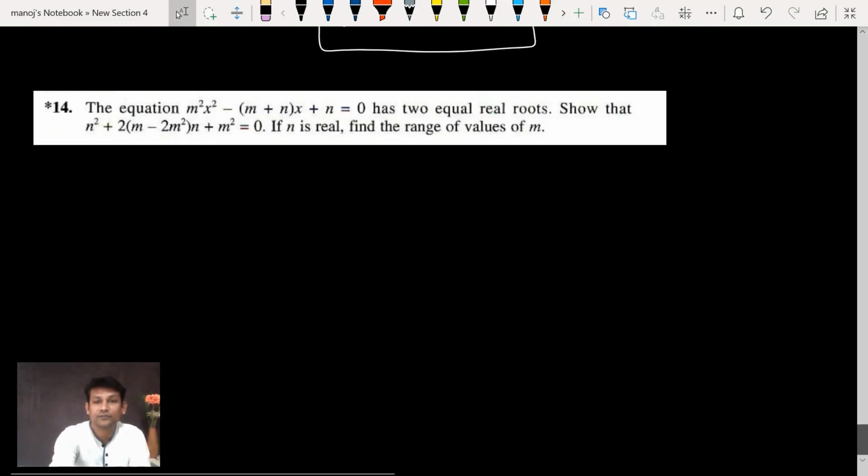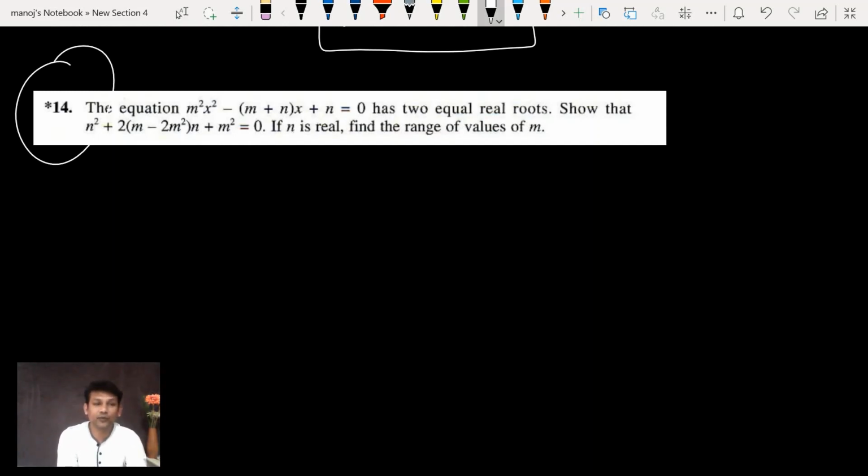The last question we have, from the Add.Math book, also helps in A-levels Maths P1. In this question we have to show that the equation has two equal real roots. Two equal real roots means b square minus 4ac equals 0, because two equal roots means just one point of intersection.